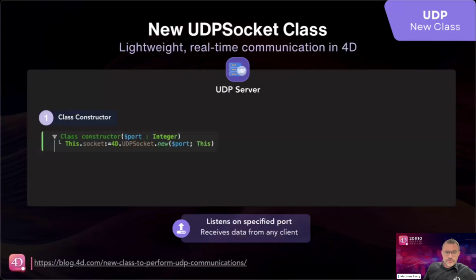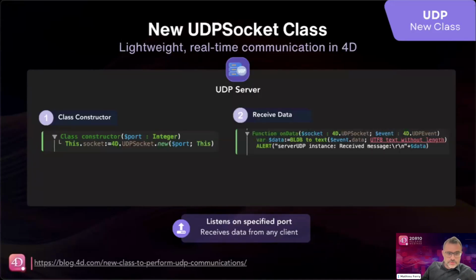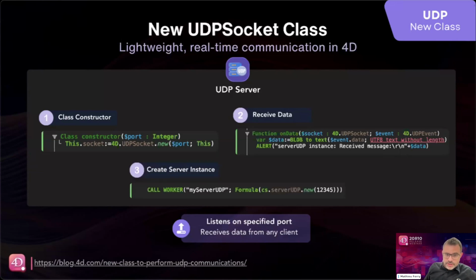Speaking of UDP server, to build a UDP server, you will just use the very same native UDPSocket class plus a listening port. When a message comes in, your onData callback is triggered automatically, letting you process the data right away. Everything runs asynchronously and preemptively, so your app stays responsive, and you can even run your server in a worker, keeping it fully isolated and always listening.